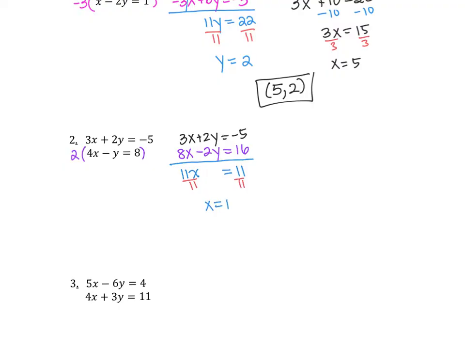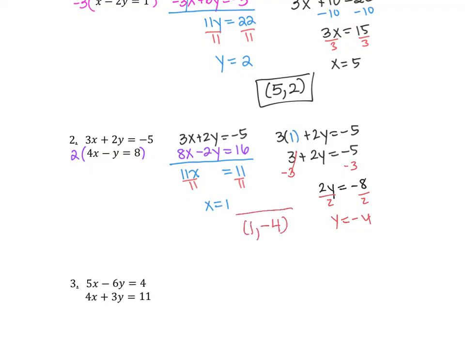I'm going to plug the 1 back into one of the equations, probably one of these. I could plug it into this one or this one. I'm going to go ahead and use the first one. 3 times x, what's x? 1, plus 2y equals negative 5. I'm going to multiply this out, and it's going to turn into a magical two-step equation. That's a positive 3, so minus 3, minus 8, divide by 2. Y is negative 4. And I do write it as an ordered pair. The x goes first, the y goes second.